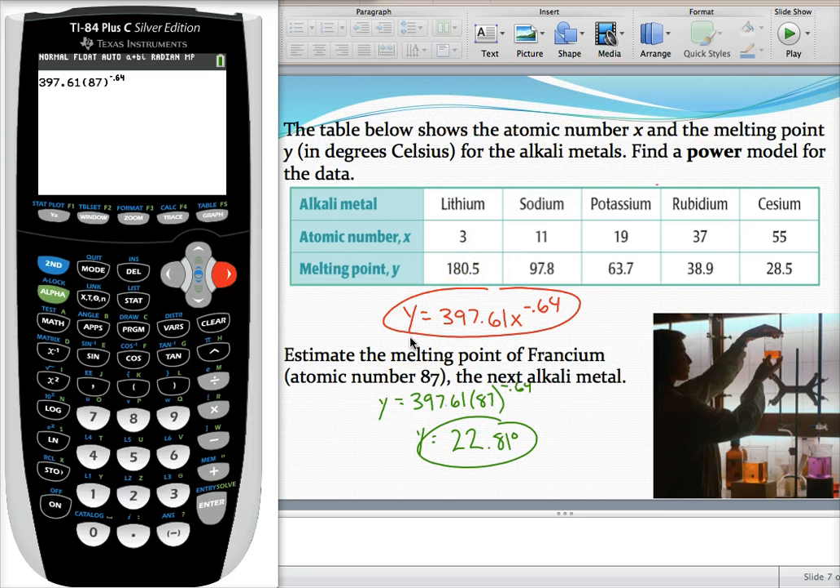Once you've done that, I assume you've done that at this point, they ask me a question so we can make a prediction based on the model we just found. We want to figure out the melting point of francium, atomic number 87. So this time the atomic number is x, so we're plugging in 87 for x this time. Last time we plugged in for y, so just be careful of what they give you. They'll give you x or y. So I've typed this all in just for x, no working backwards required, and there's where I got my estimate of about 22.81 degrees.